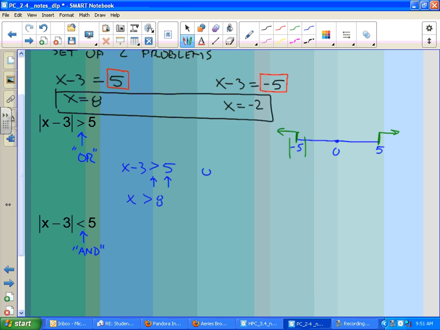We also have, now here's the deal. I want you to include the word OR when it is a greater than problem. Otherwise, technically, we're not correct there. We want to make sure we put that in here. And now we set up the negative guts part of the problem.